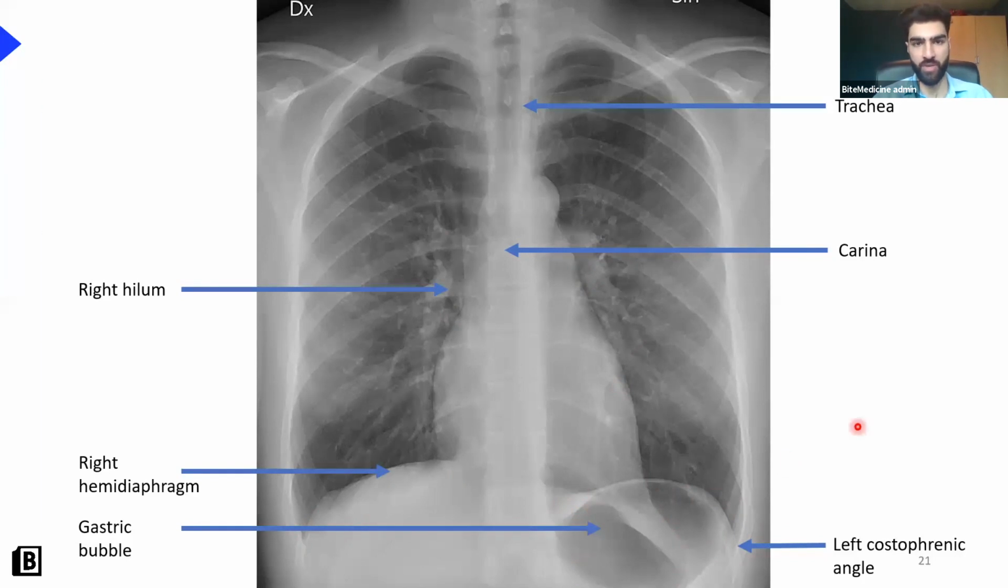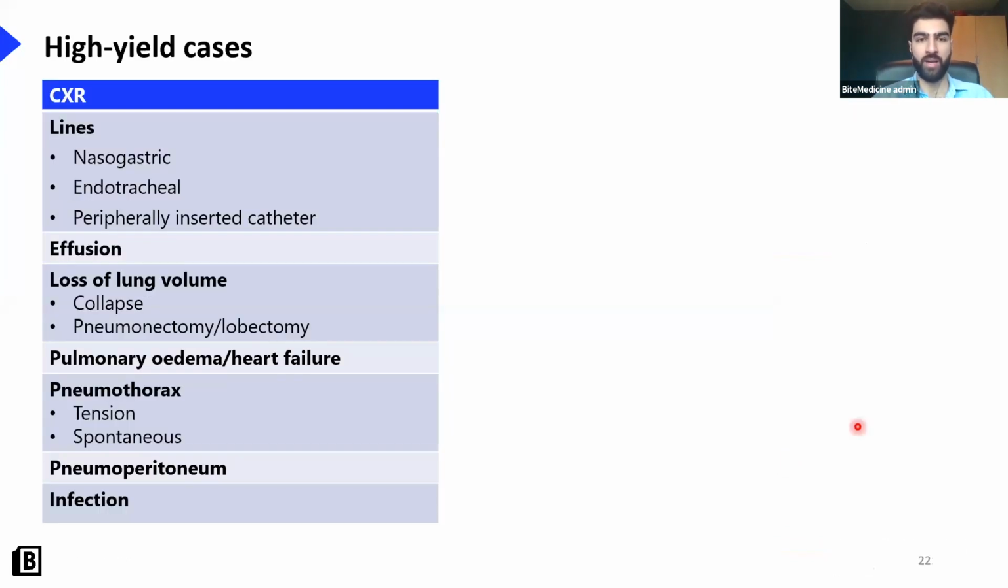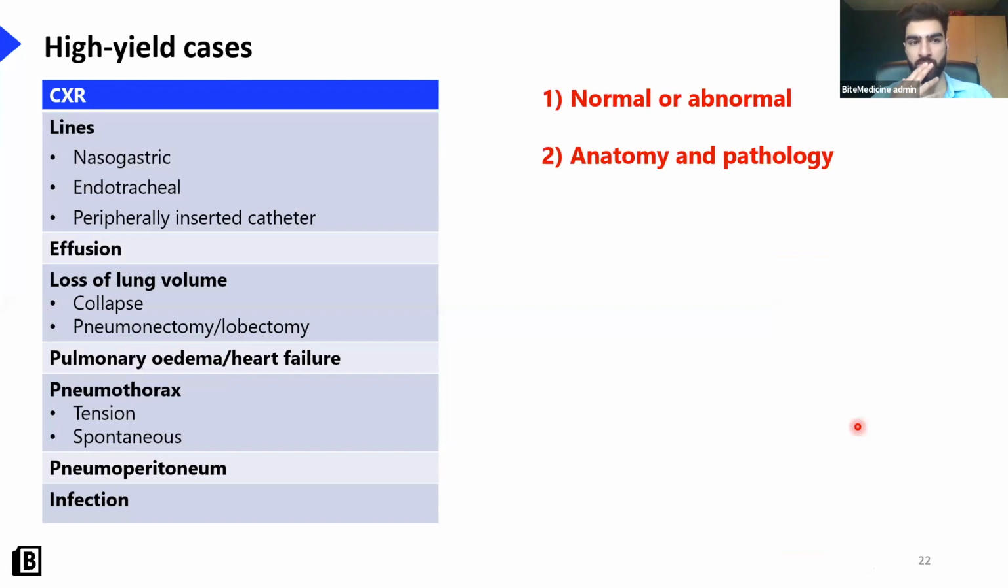Very basic anatomy, hopefully. Okay, so we'll go through some cases. The first thing I want you to get in the habit of is thinking, is this film normal or abnormal before you do anything? Before you even start trying to characterize the abnormality, is it normal or abnormal? Then you can think about the anatomy and the pathology.